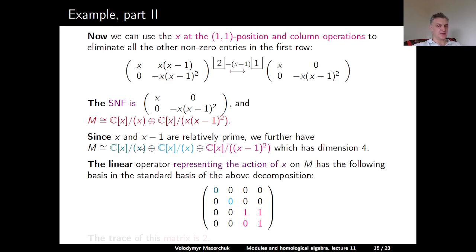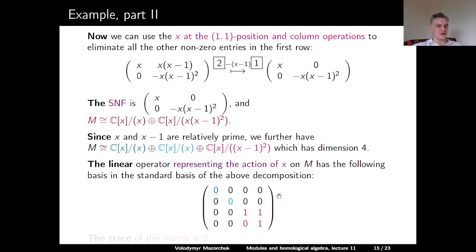So on the first summand, x acts as 0. So we have the 0 direct summand here of size 1 times 1. On the second summand, x acts as 0 because the eigenvalue is 0 and it's a 1 times 1 matrix. So it's just 0 on the diagonal. On the third summand, x acts as the Jordan cell of size 2 times 2 with the eigenvalue 1. So it's the matrix 1, 1, 0, 1.